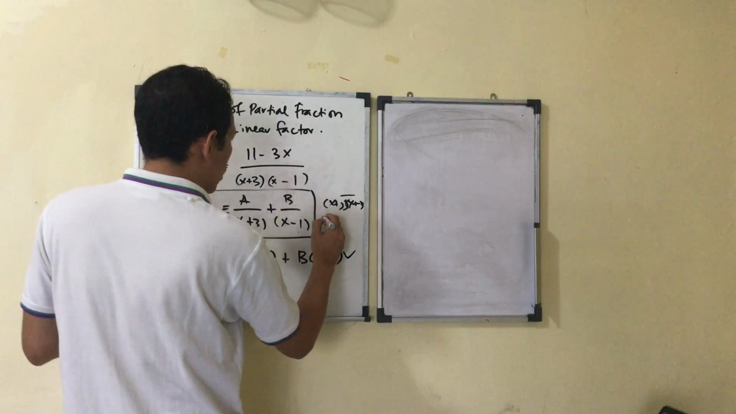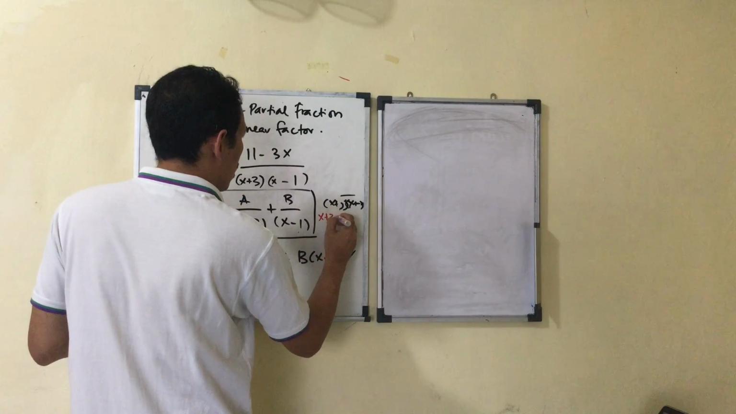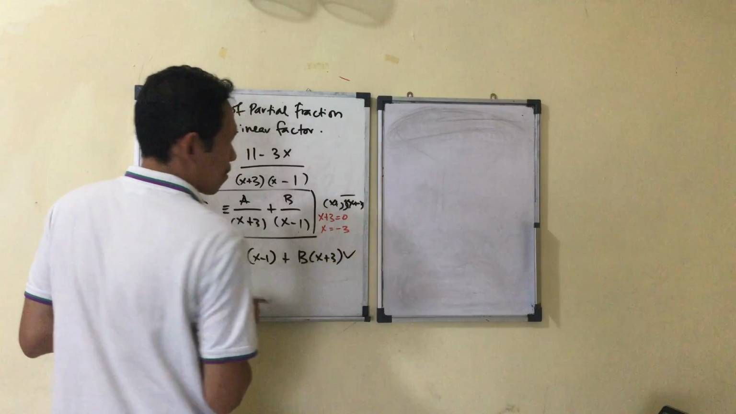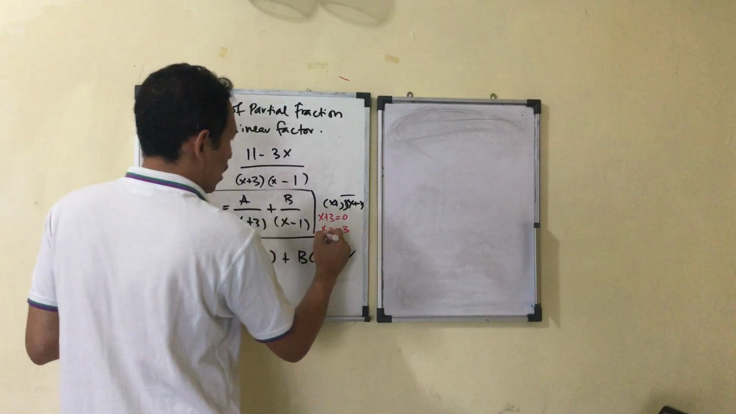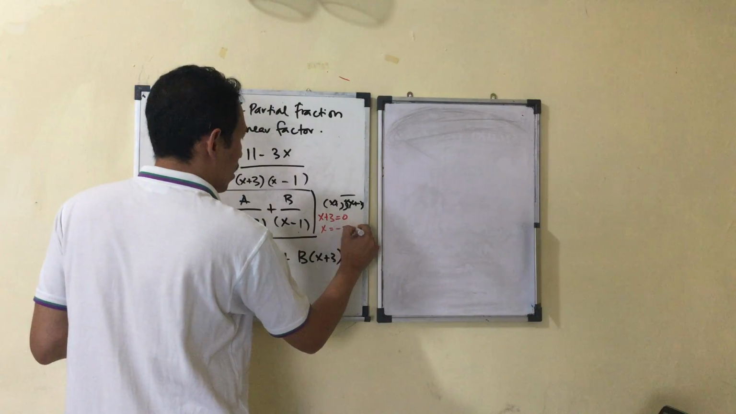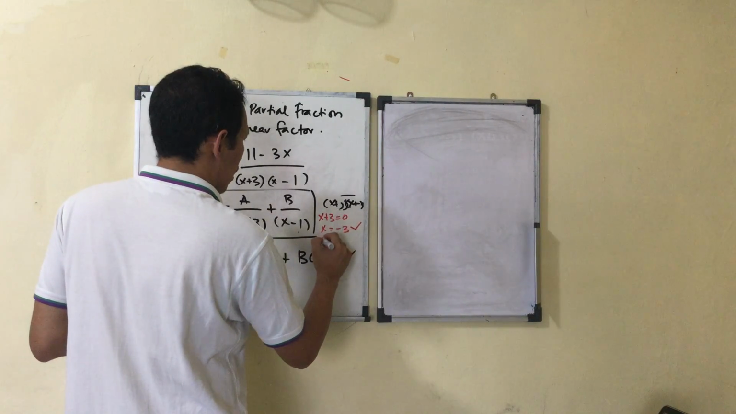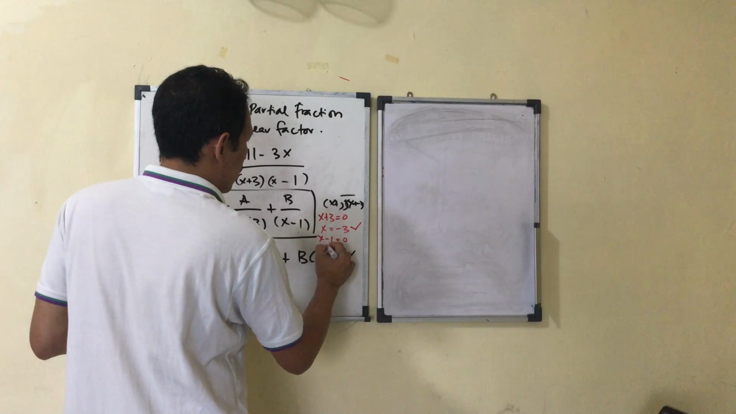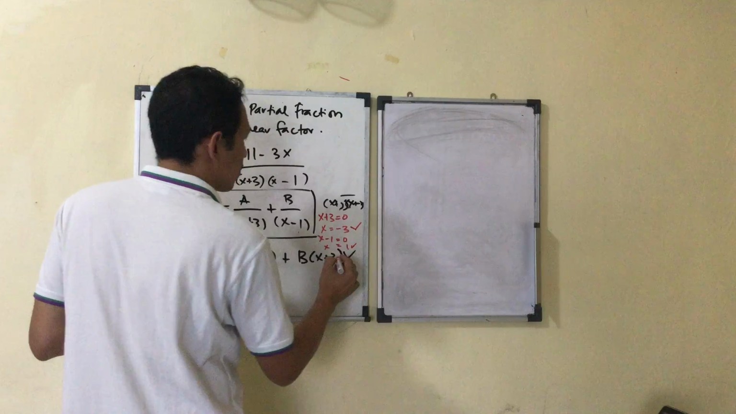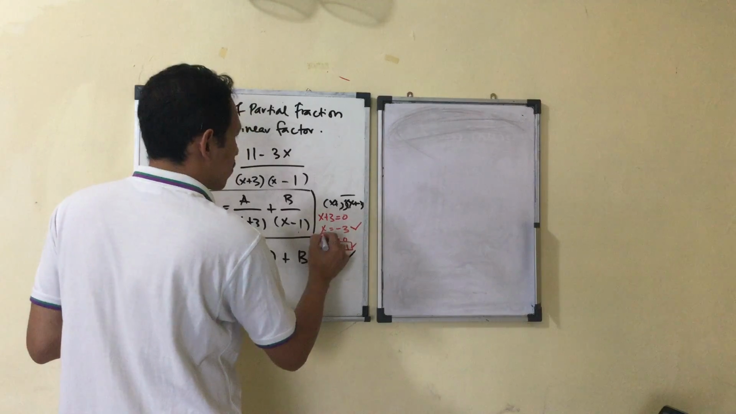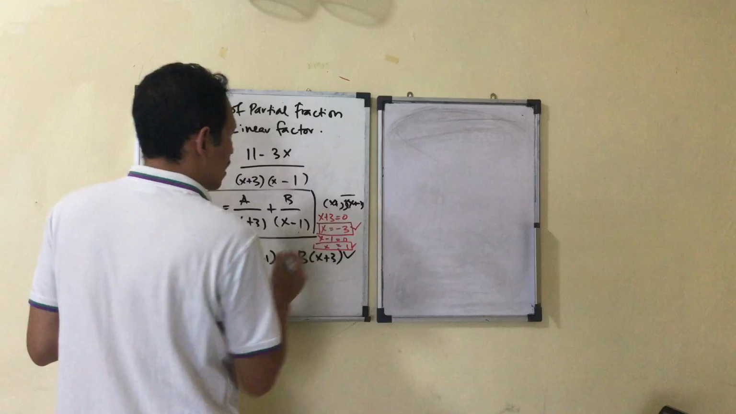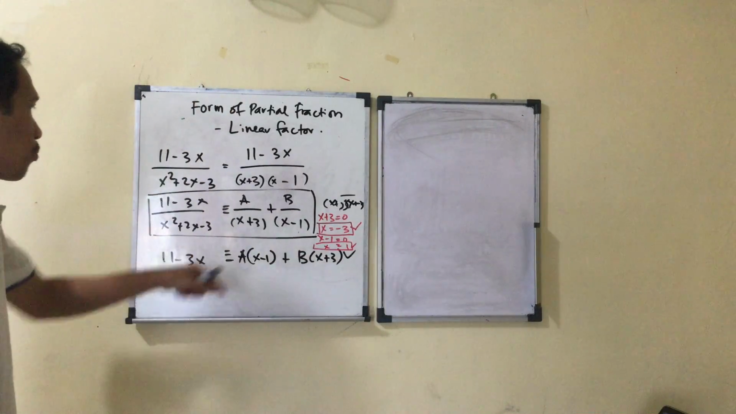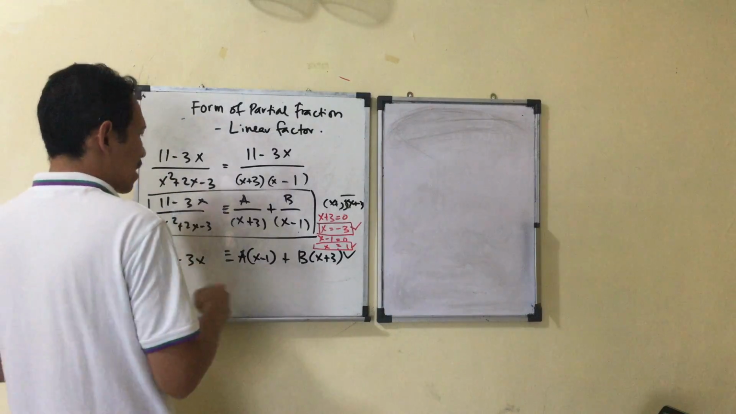When x plus 3 is equal to 0, x equals negative 3. That is for the first one. And when x minus 1 is equal to 0, x equals 1. So first you have to find when x equals negative 3 and when x equals 1. So put the values inside of this.